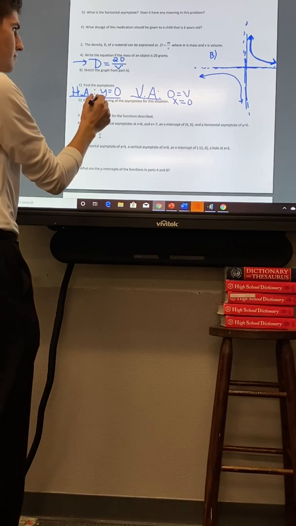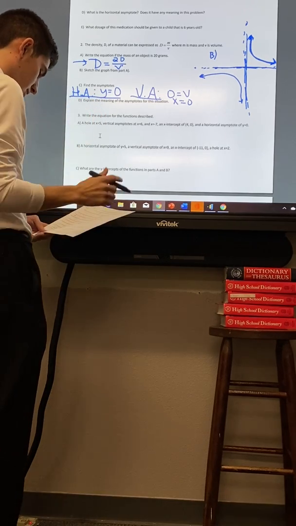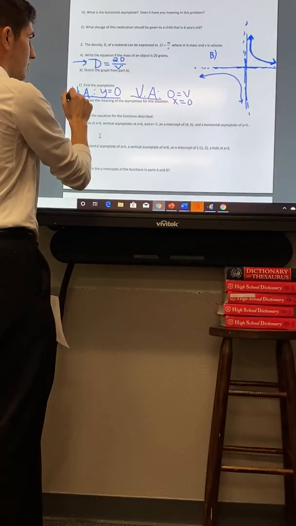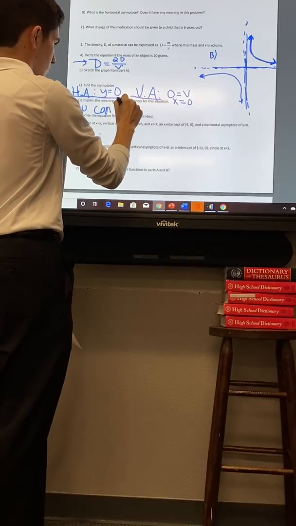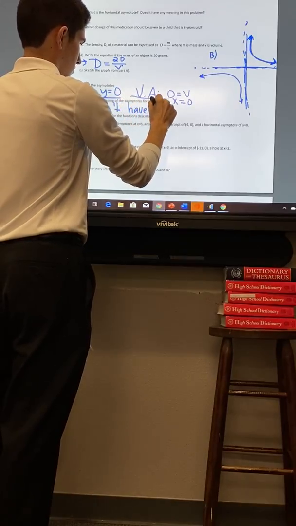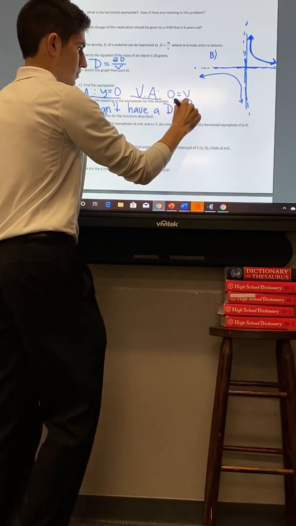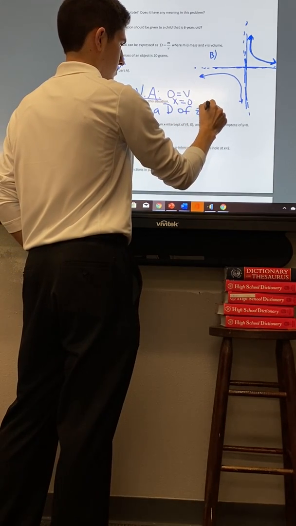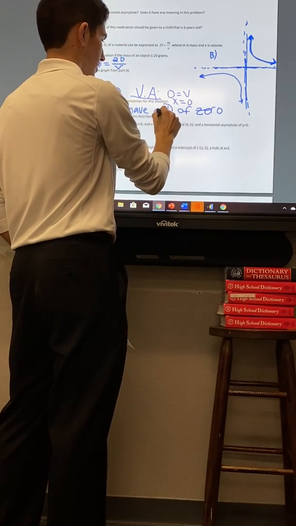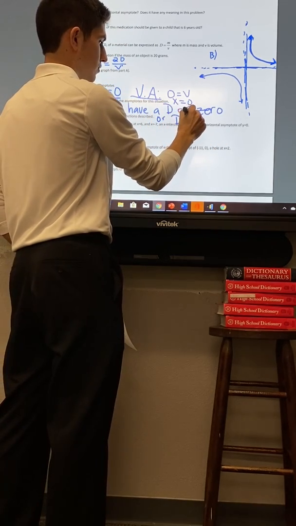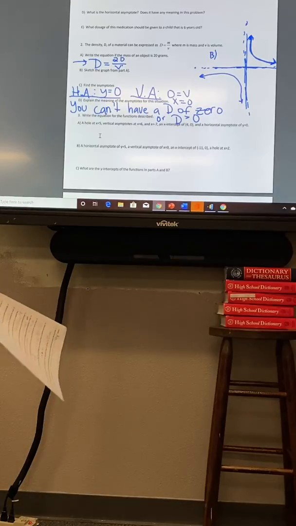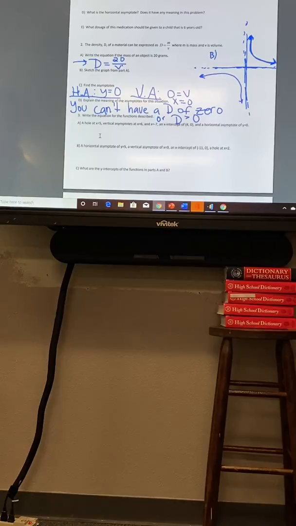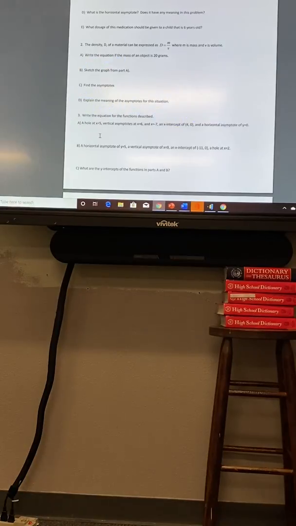So here we could say something like, you can't have a density of 0, or you could say D must be greater than 0. So either one of those two explanations would be exactly correct, and I would accept both of those. So that's going to be it for number 2. So we go ahead and move on to number 3 now.